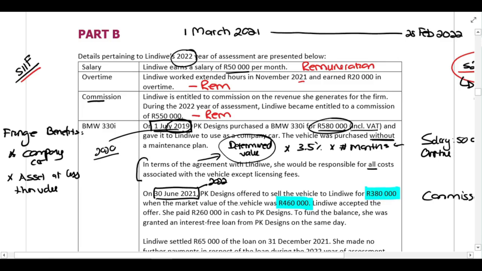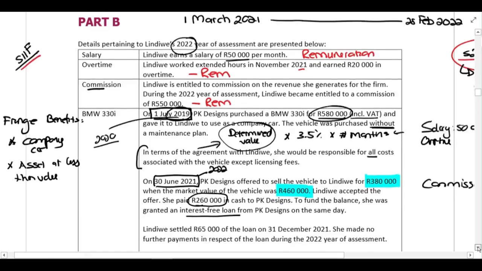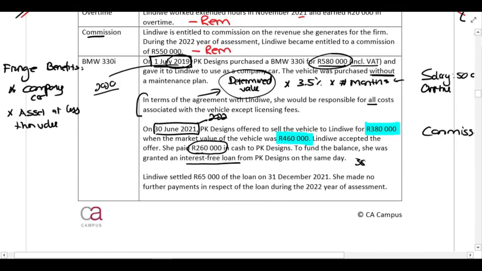They say Lindiwe accepted the offer. She paid 260,000 rands in cash, and to fund the balance, she was granted an interest-free loan. Okay, so she should pay 380,000. She only paid 260,000 rands herself for now, and the balance of 120,000 is a loan. So there is in this case an interest-free loan, they say.